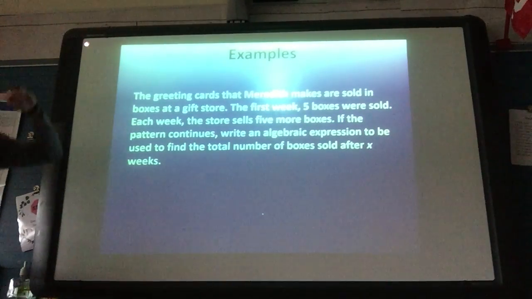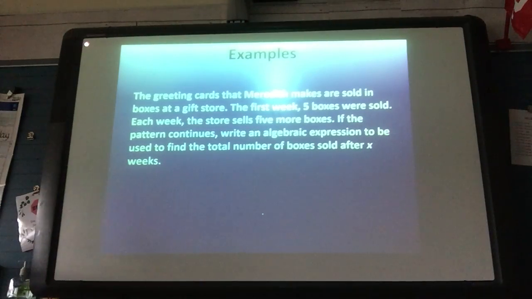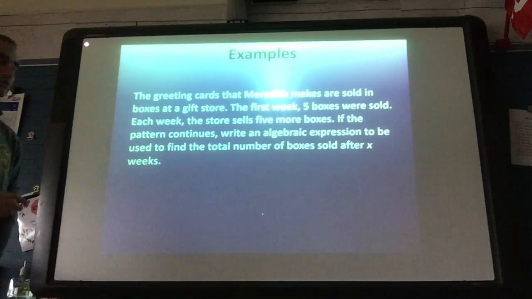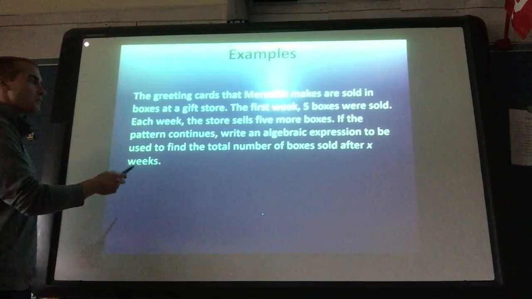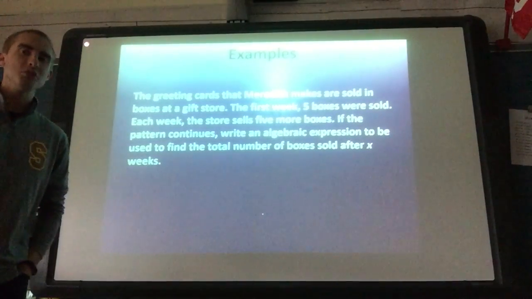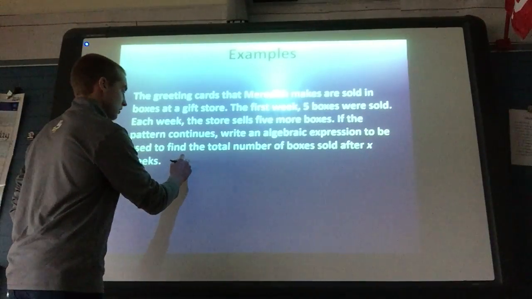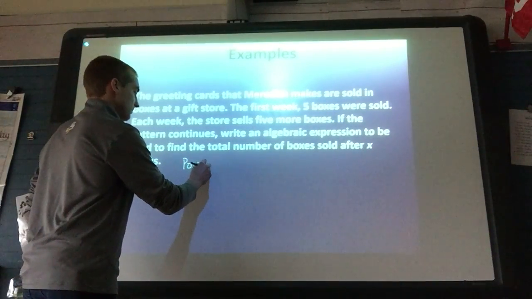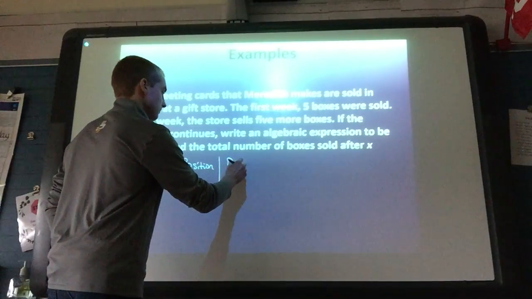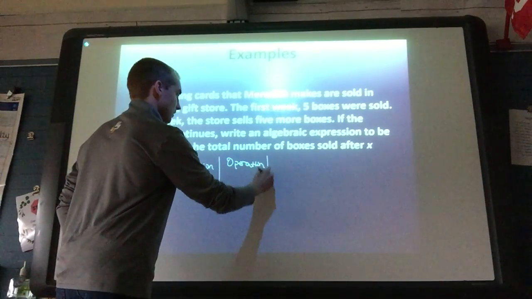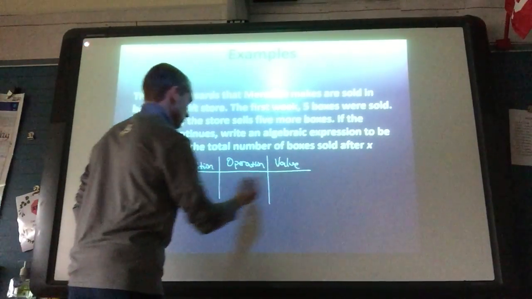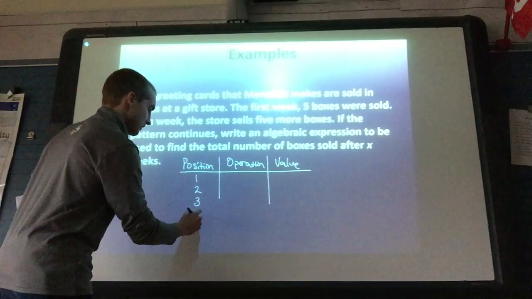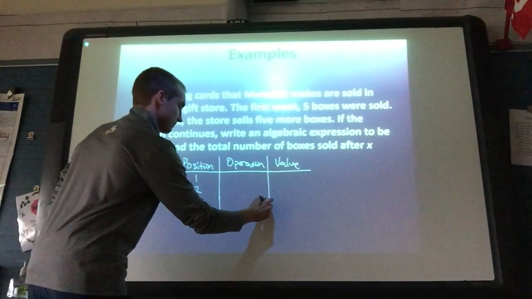So our first example: the greeting cards that Meredith makes are sold in boxes at a gift store. The first week, 5 boxes were sold. Each week, the store sells 5 more boxes. So if that pattern continues, we're going to write an expression to represent the total number of boxes sold after X weeks. So instead of n, we'll use X. But what we want to do first is write our chart: position, operation, and value. Our positions will be 1, 2, 3, and then X. That's how it'll look.